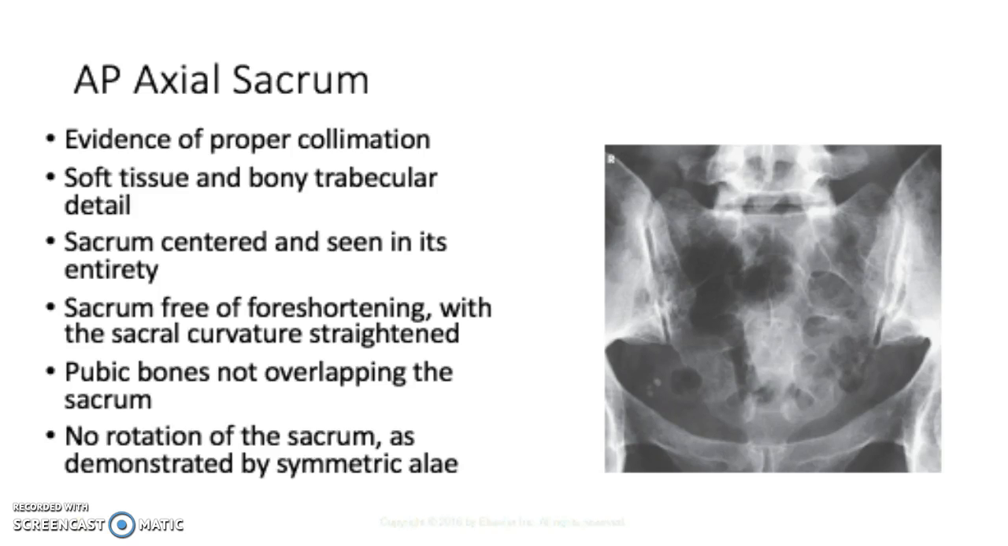When you're evaluating your image, you want to make sure you see collimation, and you want to make sure that the angle of your tube is correct for the sacrum angle, the curvature that they have. The pubic bones should not be overlapping on the sacrum. And look for rotation in the ala, right along here. Make sure there's no rotation. You can see your distance here. They should be equal.